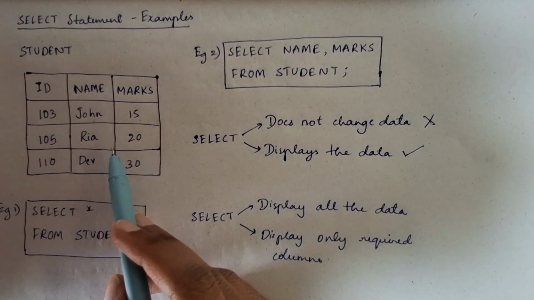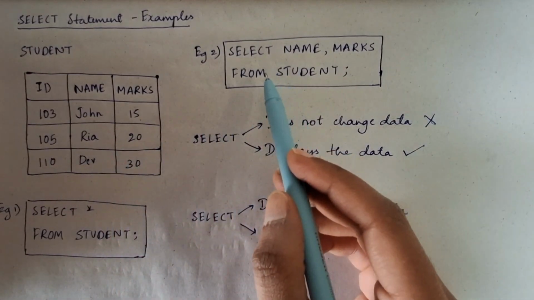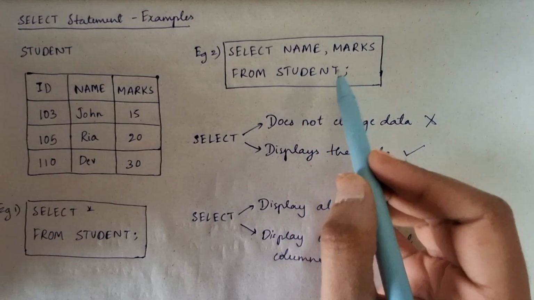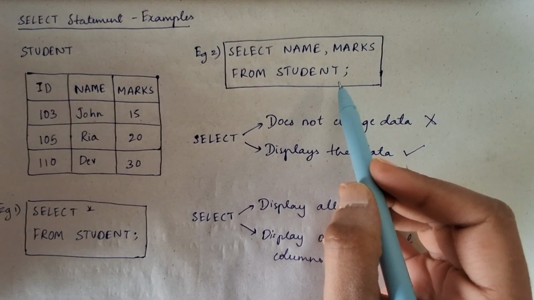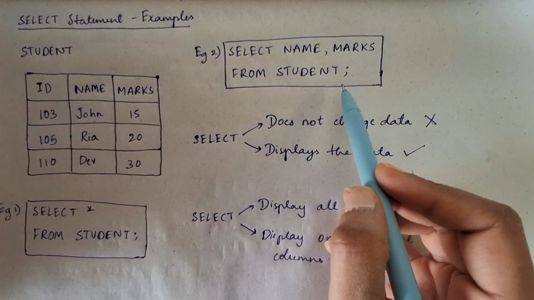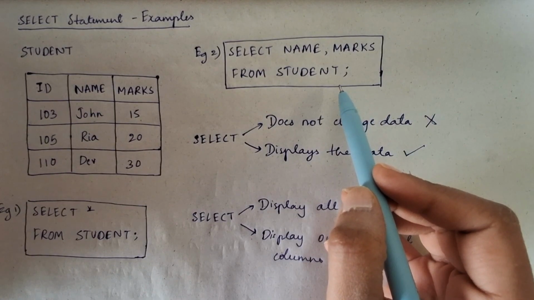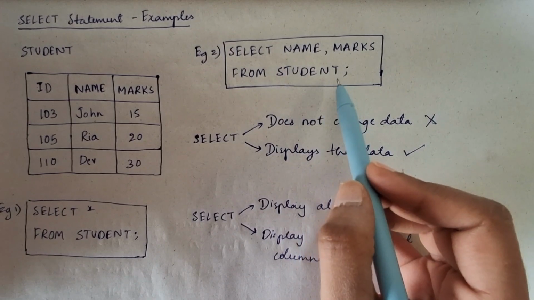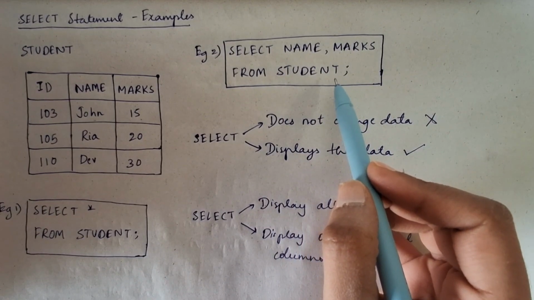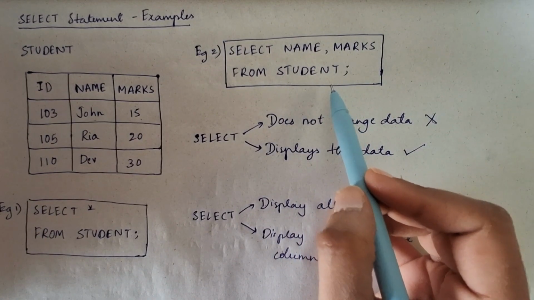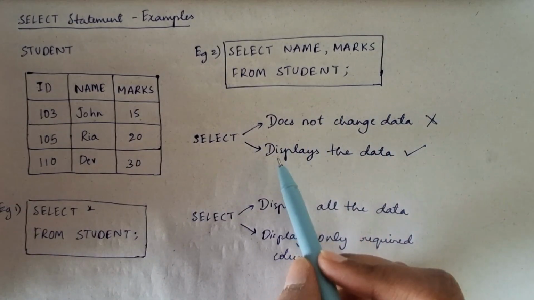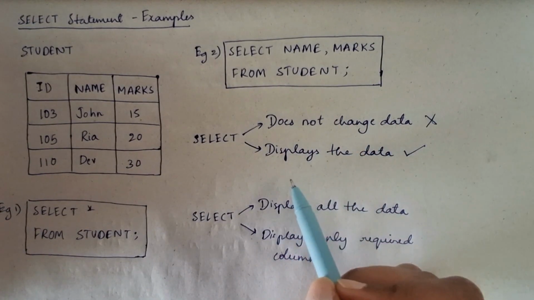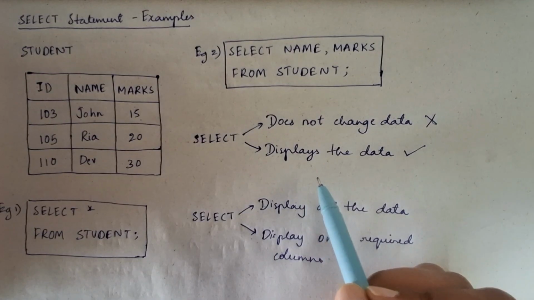Now coming to the second example, that is select name, comma, marks from student, ending with a semicolon. This query will display specific columns from the table. Here we are selecting only the name and marks columns. The ID column will not be displayed. And guys, this is very important. Select does not change the data. It only displays the data.